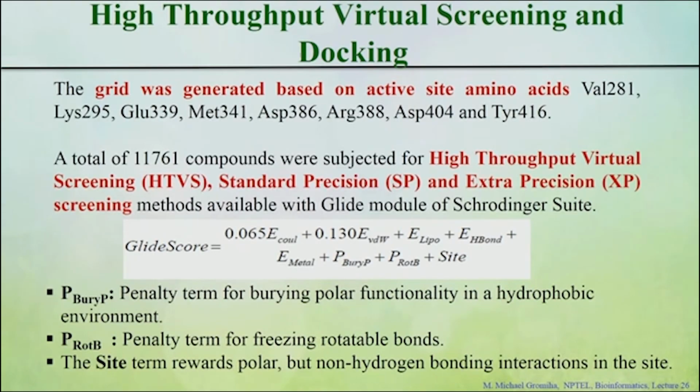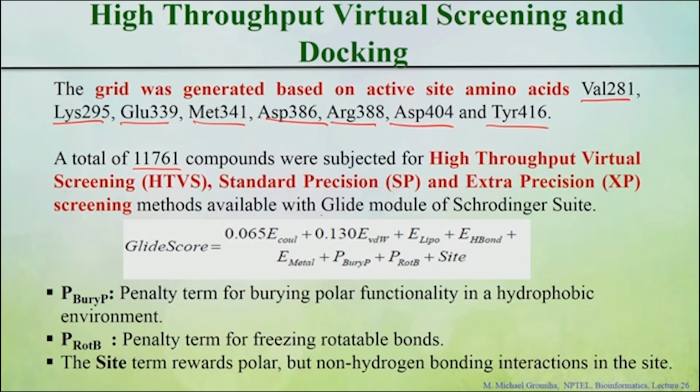Now we can do the docking. We know the active site, and there are several residues in the active site. For example, these are the main residues: valine 281, lysine 295, glutamine 339, 41, 86, ARG 88, aspartic acid 404, tyrosine 416. Now you can generate a grid around these active site amino acid residues, because the ligands potentially bind only in that region. You can generate a grid and use all these 11,000 compounds to dock, a kind of virtual screening. In this case we can do high throughput virtual screening, or standard precision and extra precision.